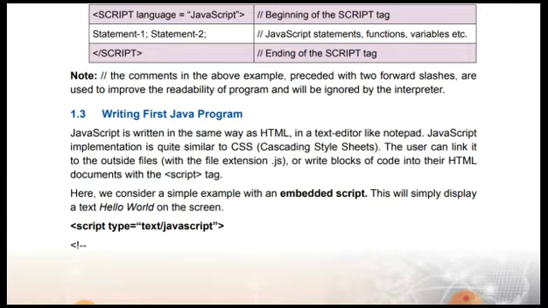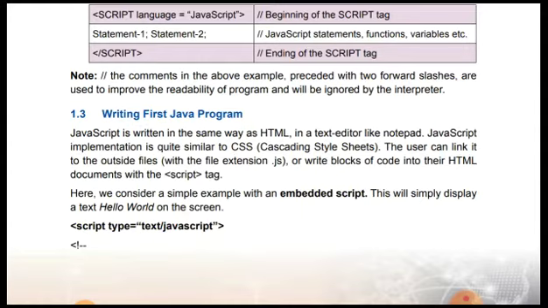Okay, or you can also write blocks of code in the HTML document with the script tag. So two ways are there. You can define the JavaScript code in an external .js file, and then reference that .js file by using the script tag along with the src attribute. The script tag along with the src attribute is used for linking any external JavaScript file. And if you don't want to link an external file, you can define the JavaScript code internally by using your script tags.